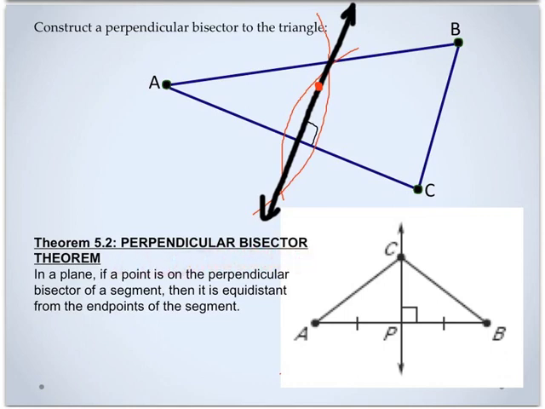On a plane, if a point is on the perpendicular bisector, so here's our perpendicular bisector, of a segment AB, then it is equidistant from these two endpoints. That is, if CP is the perpendicular bisector of AB, we have that AC is equal to BC.